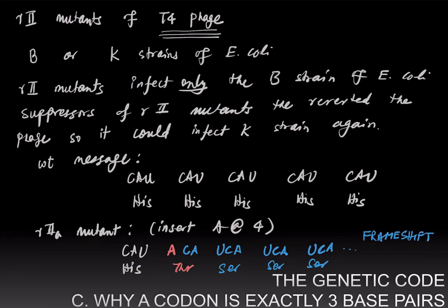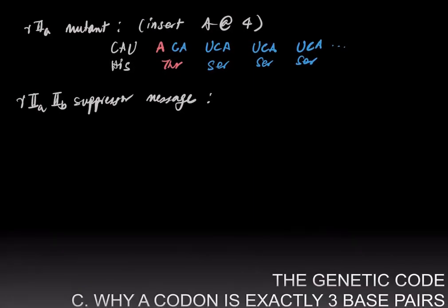When the reading frame has shifted so that not only the amino acid with the mutation is different, but all subsequent amino acids have changed as well. Now, the suppressor of this mutant was known to be a deletion. And so let's say we delete the A at position 9.